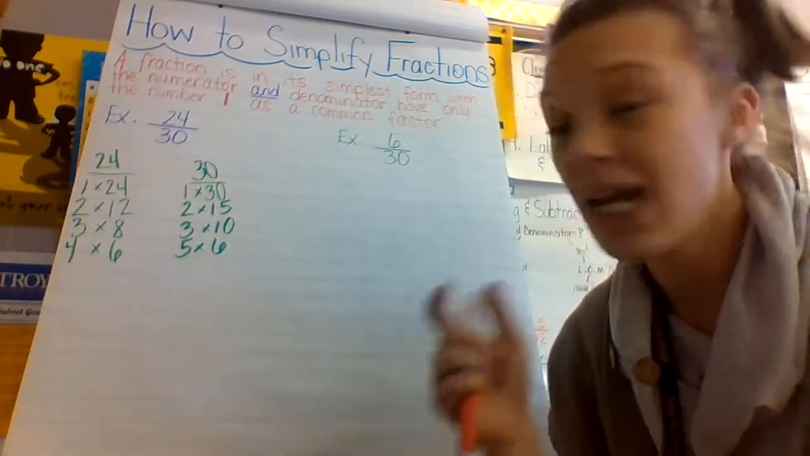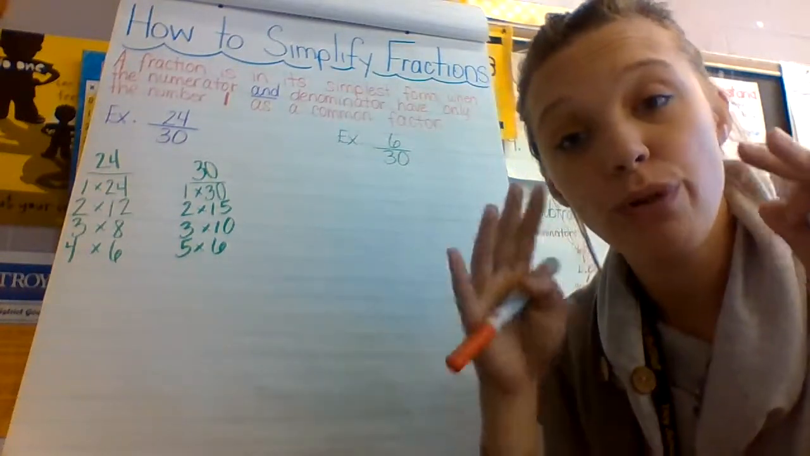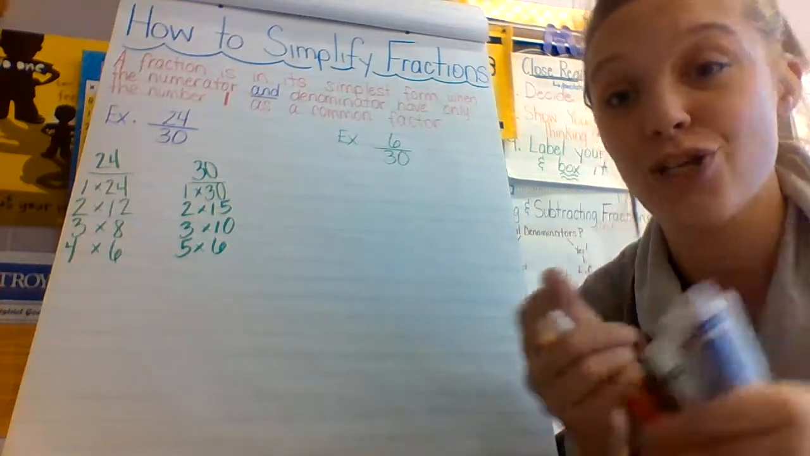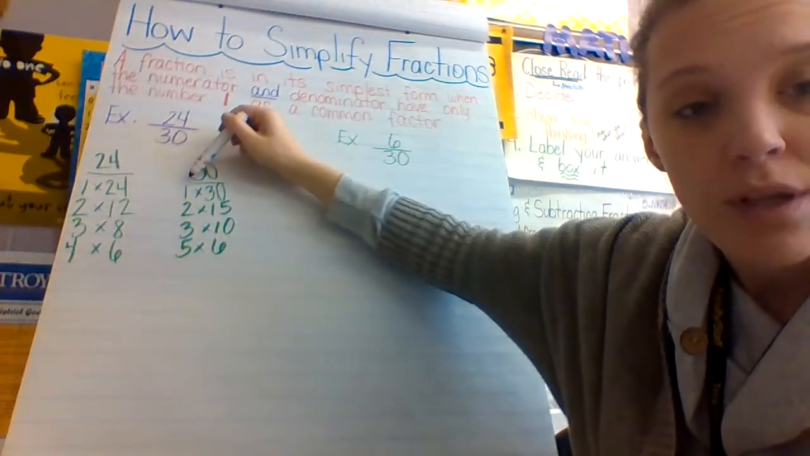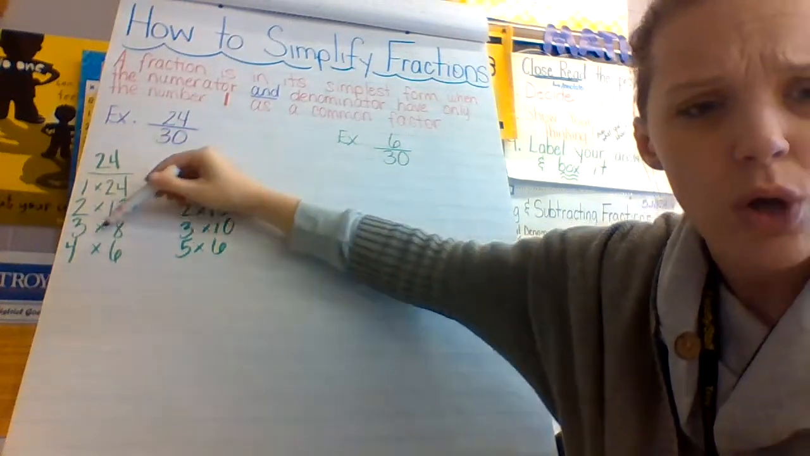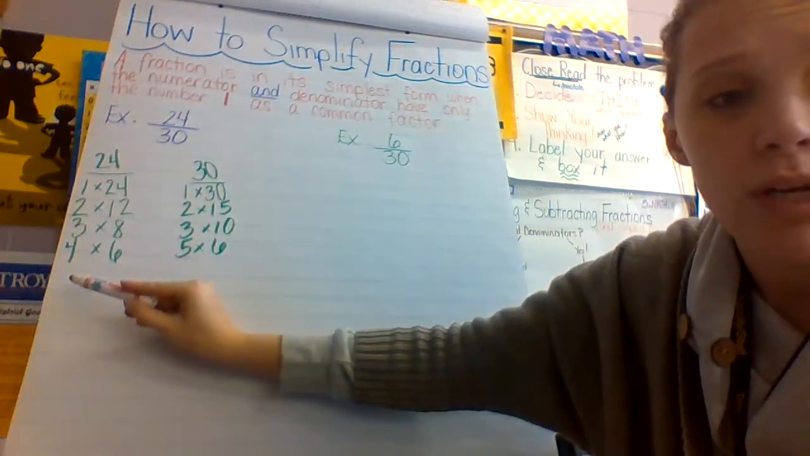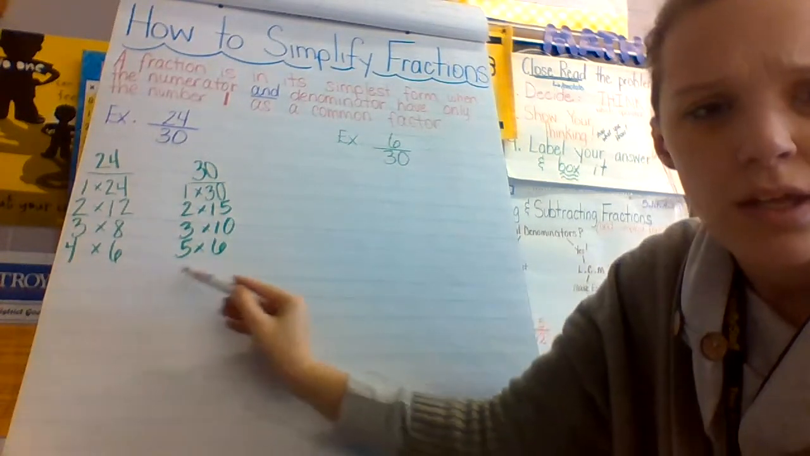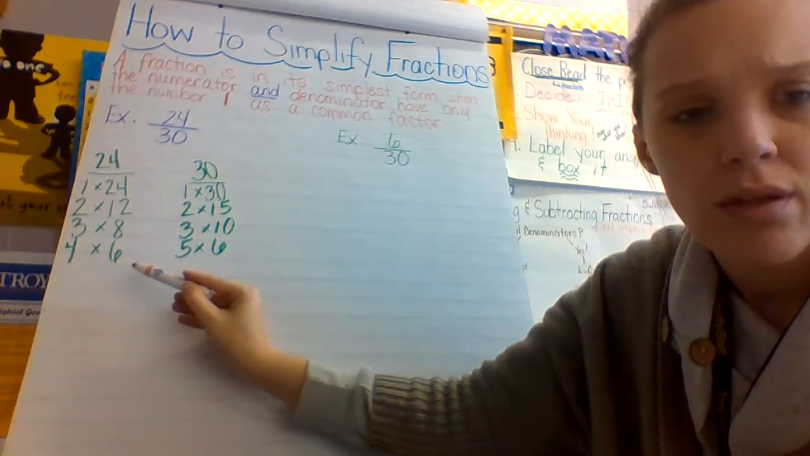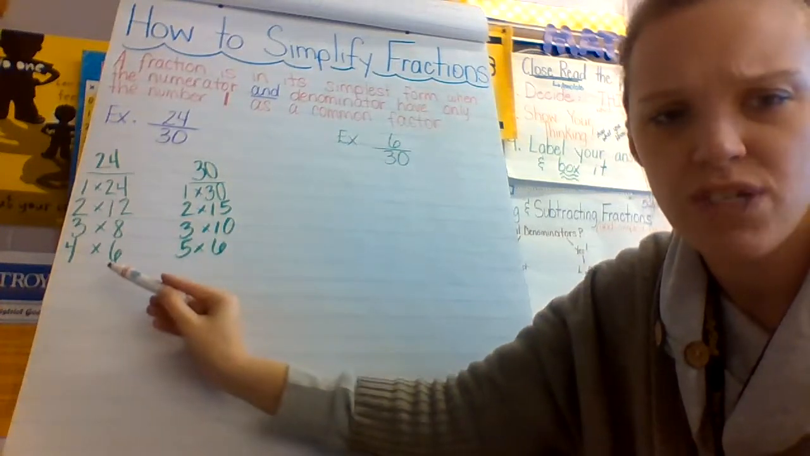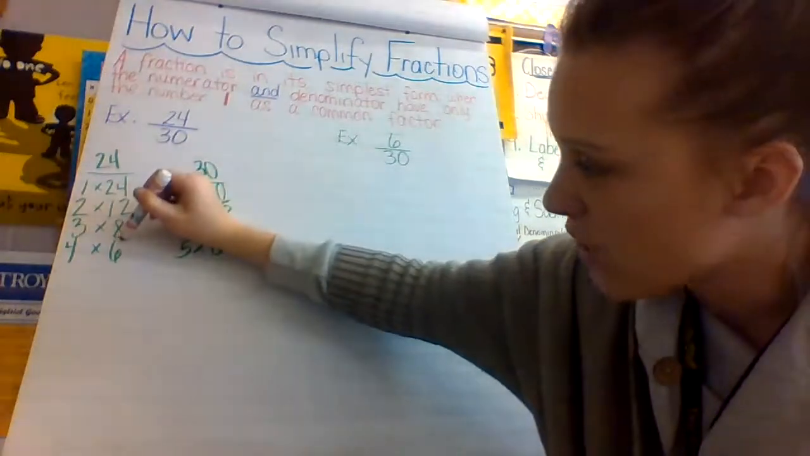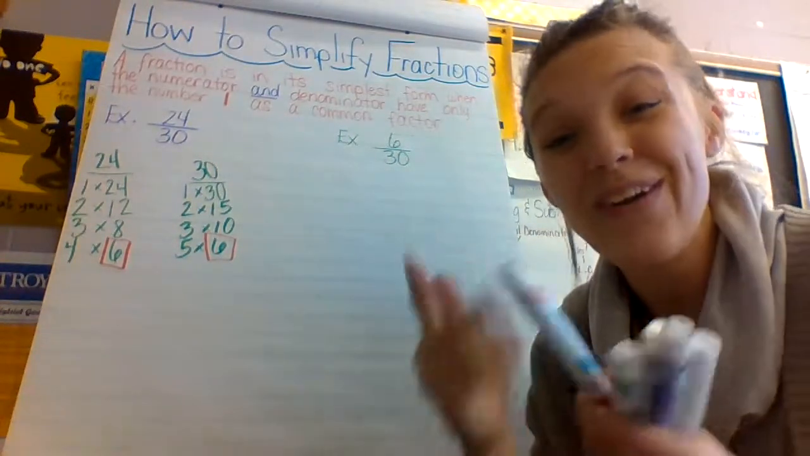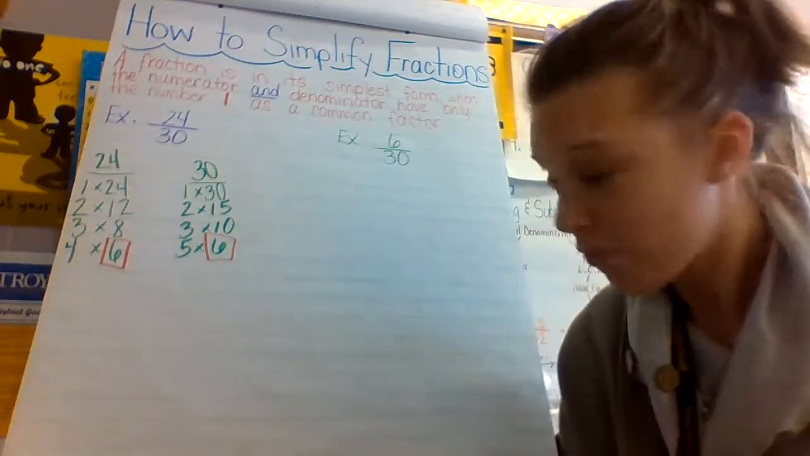My next step is I'm going to look among both lists of factors for 24 and 30. I want to find what number they have in common that's the largest number, the greatest common factor. So obviously they both have a 1. Both lists have a 2. There's also 3s. I see a 4 here, but no 4 here. I see a 5 here, but no 5 here. I see a 6 here, a 6 here. I see a 10, no 10, a 15, no 15, a 12 here, no 12. So the greatest common factor that I see is a 6. They both have the number 6 in common, and that's the highest number that both of these lists have in common with each other. I'm not done though.